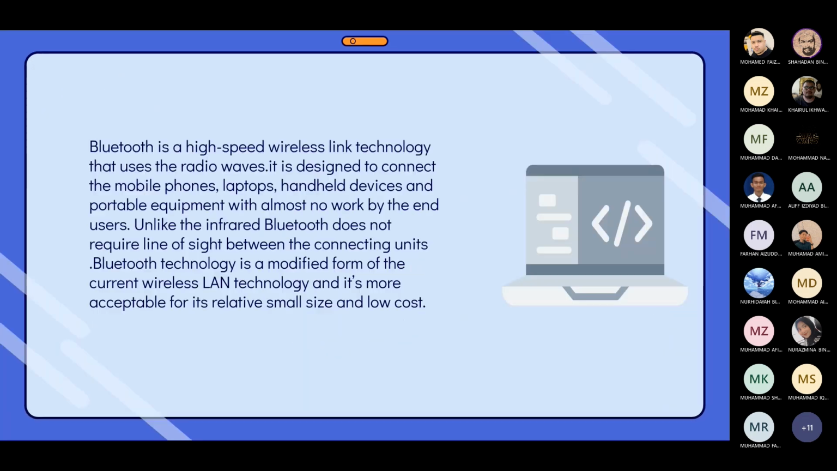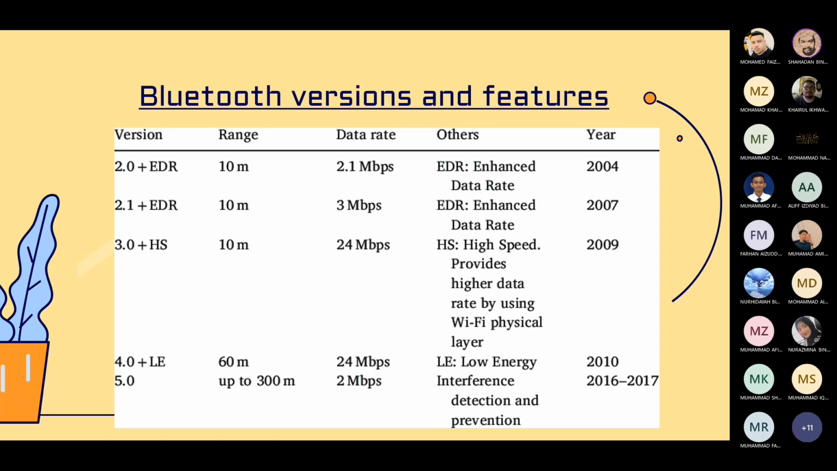How does it work? Bluetooth is a high-speed wireless link technology that uses radio waves. It is designed to connect mobile phones, laptops, handheld devices, and portable equipment with almost no work on the part of the user. Unlike infrared, Bluetooth does not require line of sight between the connected units. Bluetooth technology is a modified form of the current wireless LAN technology and is more acceptable for its relatively small size and low cost.